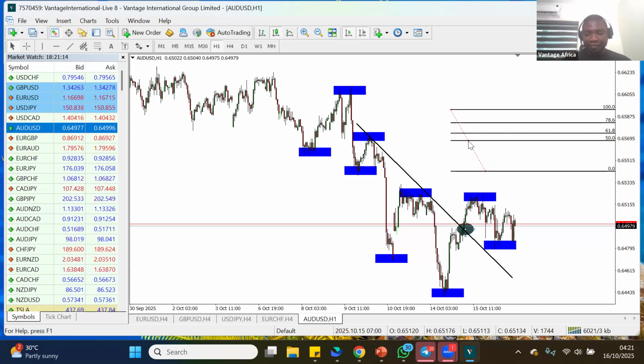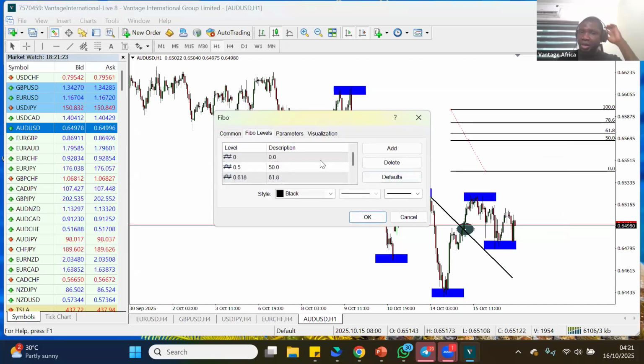Now, once it's highlighted, you want to edit it. The way you edit it is to right-click on it and go to Fib Properties. Now, I said that I already edited this one. So you notice here you have level and description. For this level, you are going to be using 0 here and 0.0 here. That will be there by default. Then you have other levels.